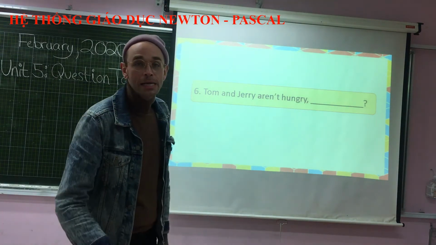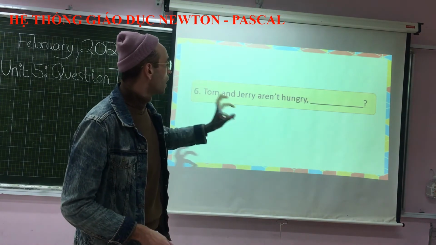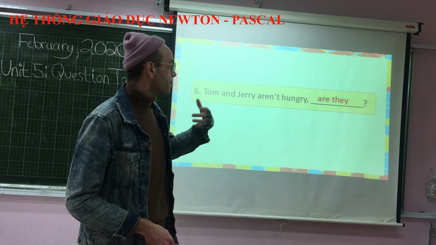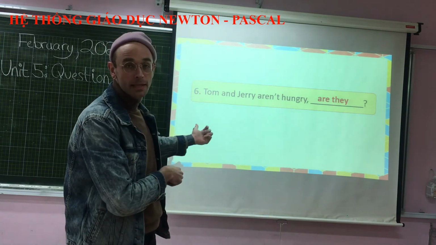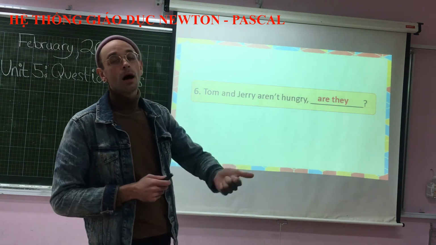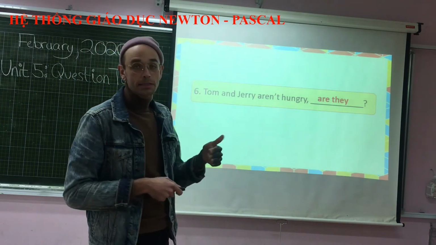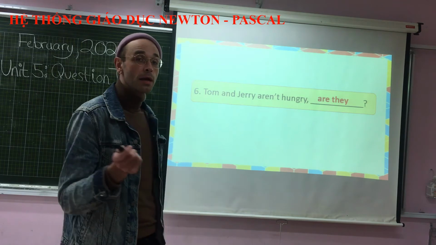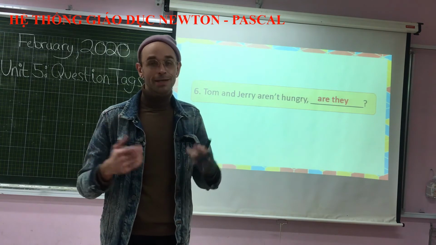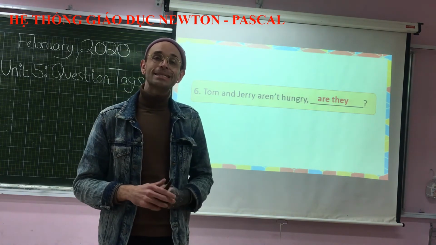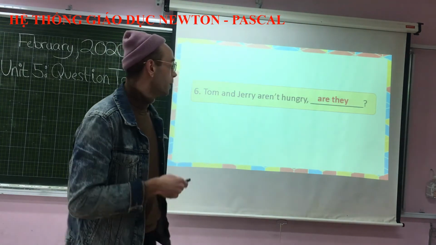All right, welcome back. Let's take a look at the answer to question number 6. Tom and Jerry aren't hungry, are they? So, the left side of this sentence is negative. Tom and Jerry are not hungry. Okay? So our question tag must be positive. It must say are. And our subject is Tom and Jerry. Tom and Jerry is two individuals. The pronoun that replaces two individuals is they. So Tom and Jerry aren't hungry, are they?